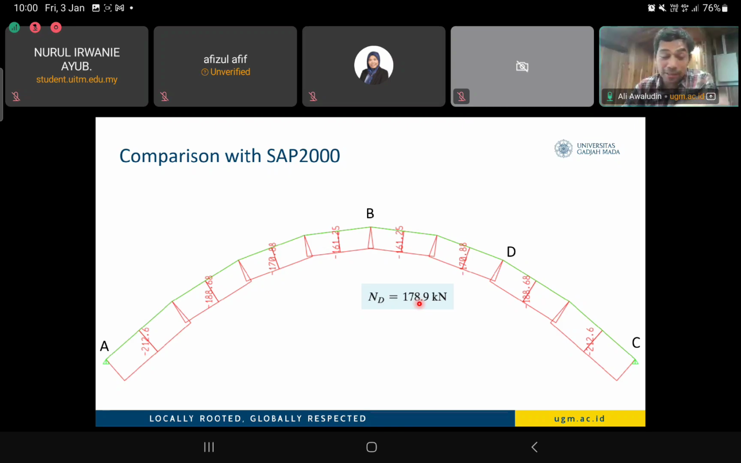So please remember that the hand calculation gives the exact values. Our numerical result is an approximation of our exact solution. So that is for the arch.